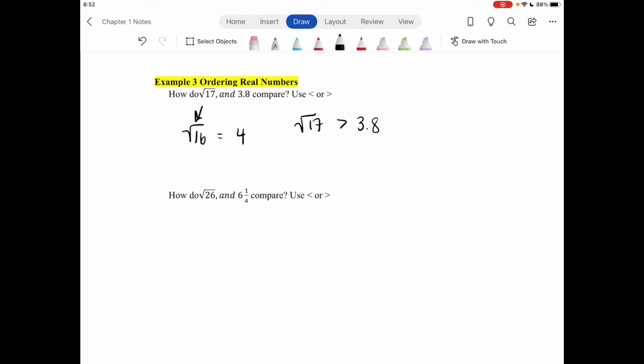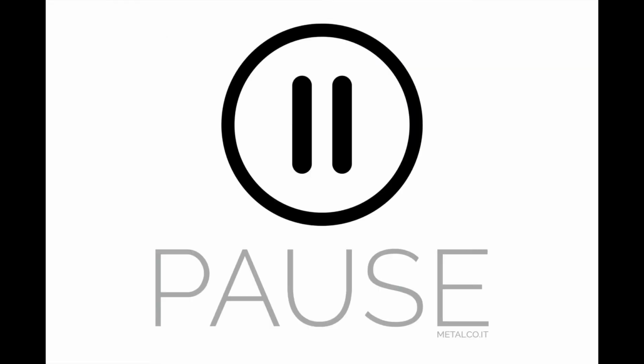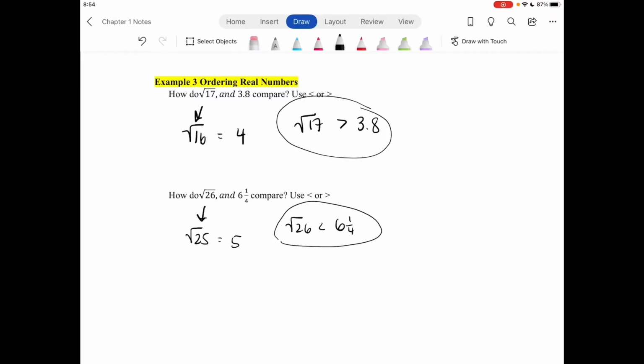What perfect square is the square root of 26 close to? The square root of 26 is just a little bit over 5. Therefore, it's going to be less than 6.25.